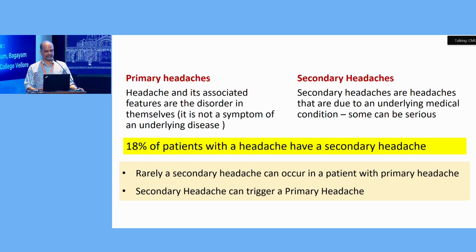And rarely, a secondary headache can occur in a patient with primary headache. So this is well known, like you may be seeing a patient for many years with say migraine or something, and the patient can develop something else which, if you are not careful, you can miss. And also secondary headaches can trigger a primary headache. This is very common following a trauma. So a patient with no headache till now, had a subtle trauma, then has headache, which can in fact be a migraine headache which has been triggered by that particular incident.